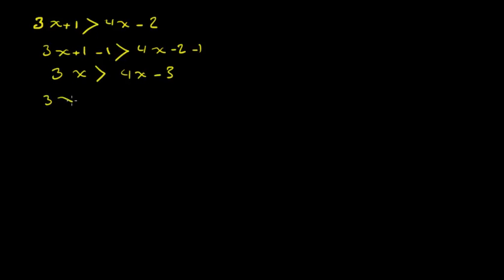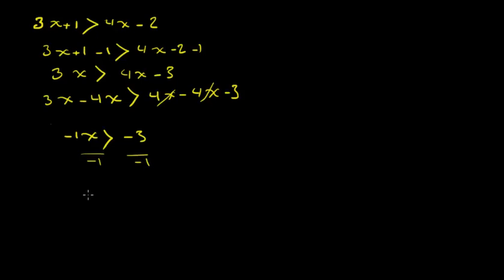So we'll have 3x minus 4x larger than 4x minus 4x minus 3. Then these two cancel out, and we'll have minus 1x larger than minus 3. Now I need to have a positive x, so I'm going to divide both sides by a negative 1. So we divide both sides by a negative 1, and we'll have x is less than 3, right?